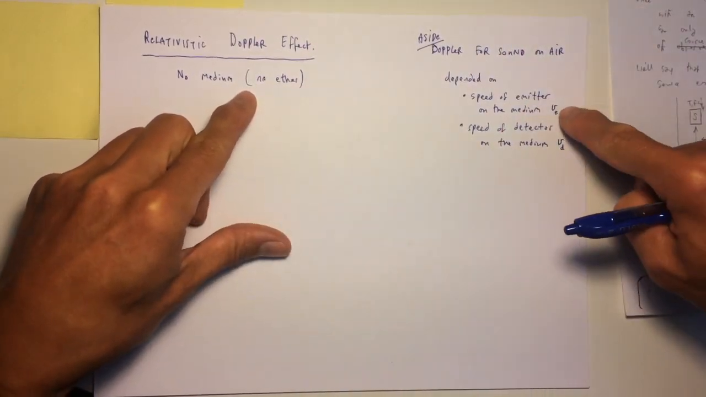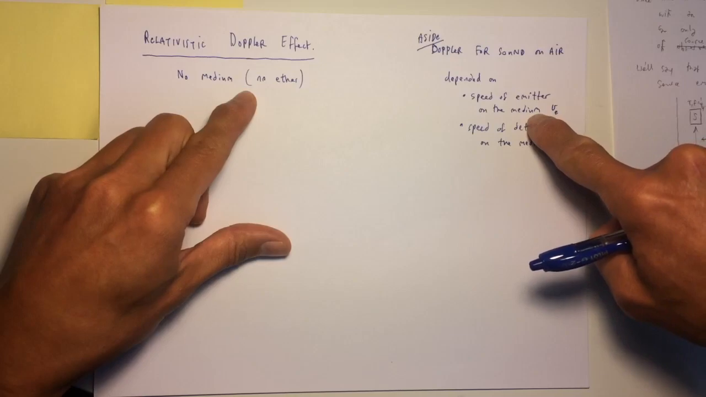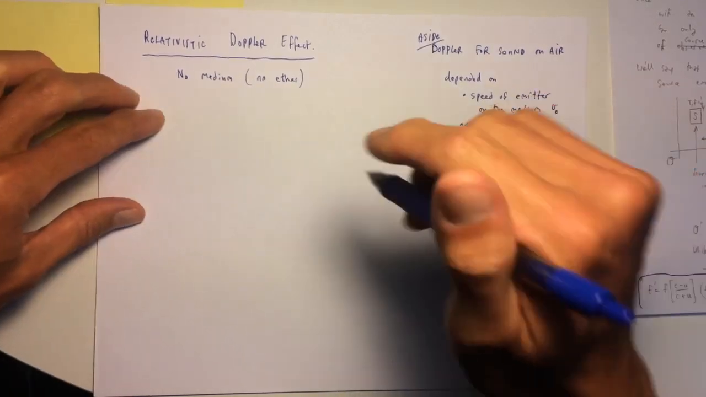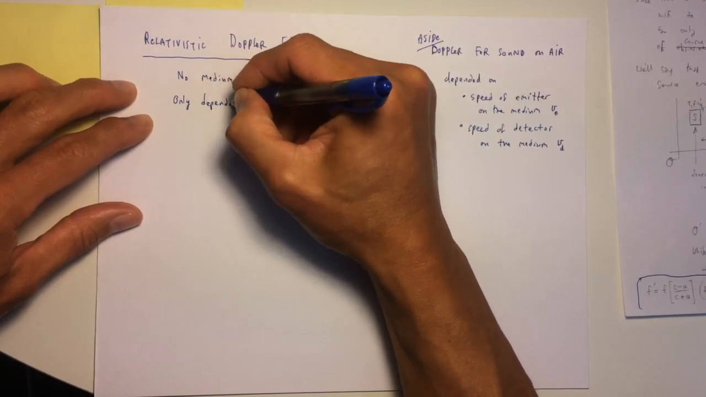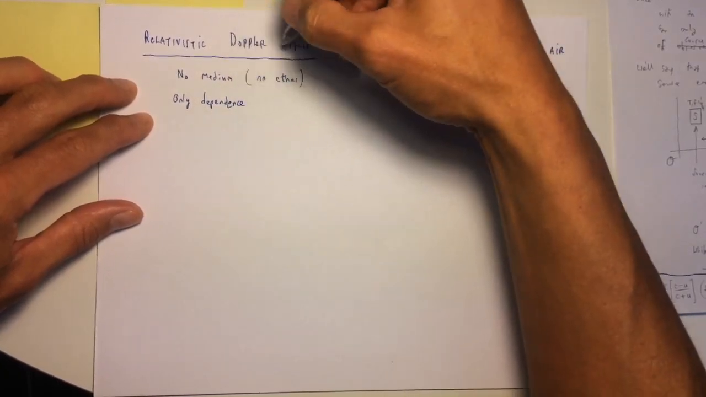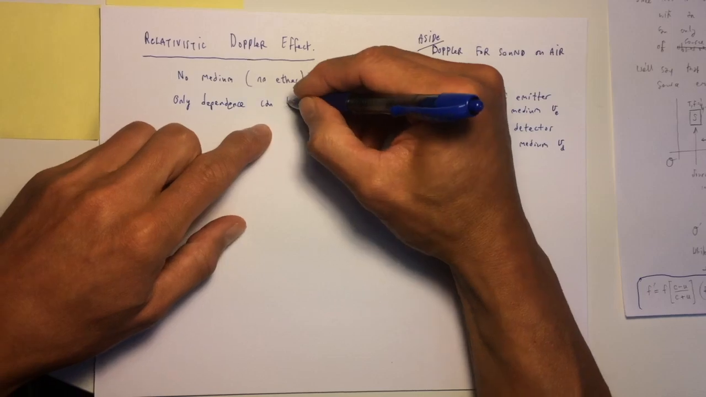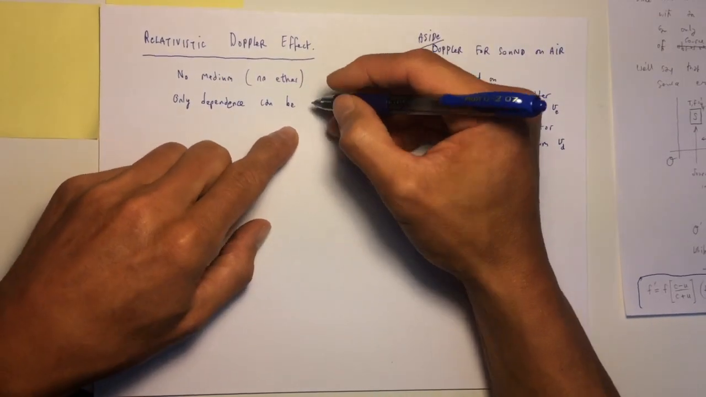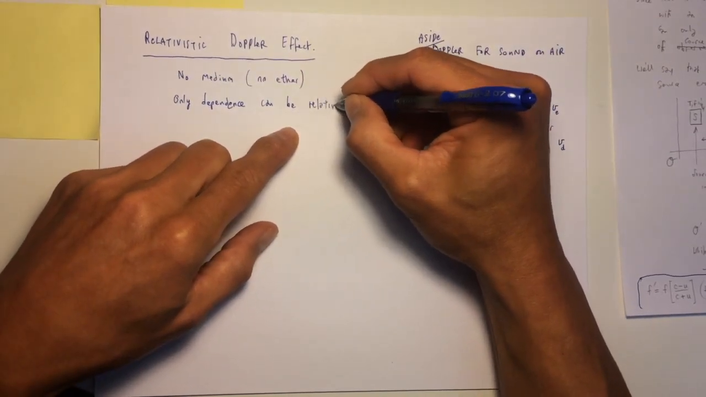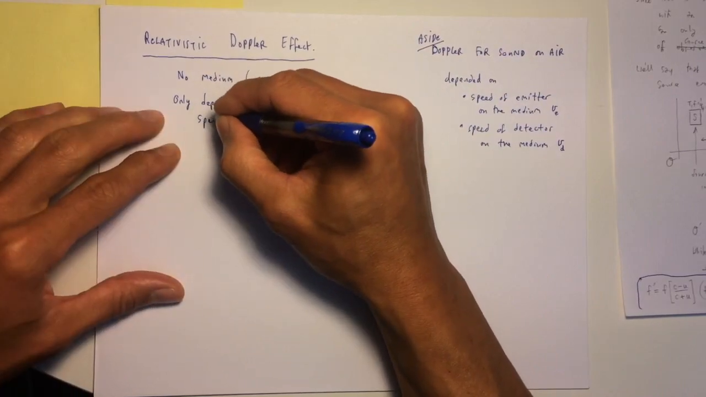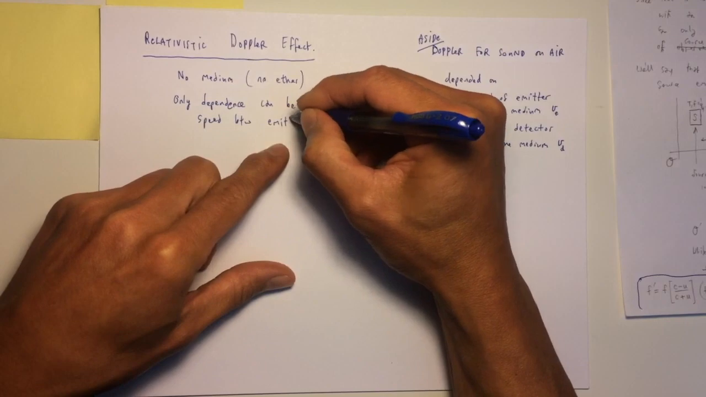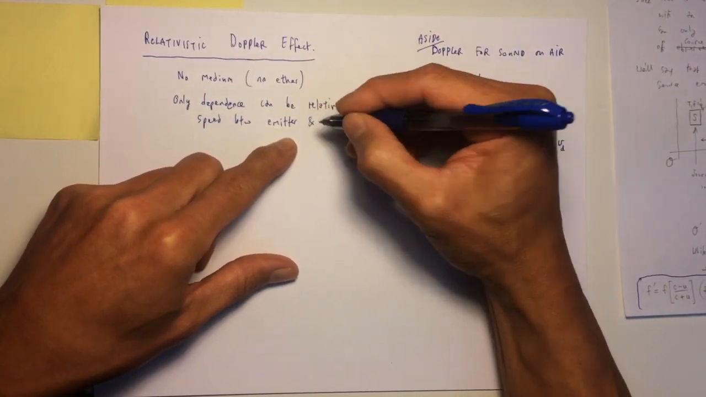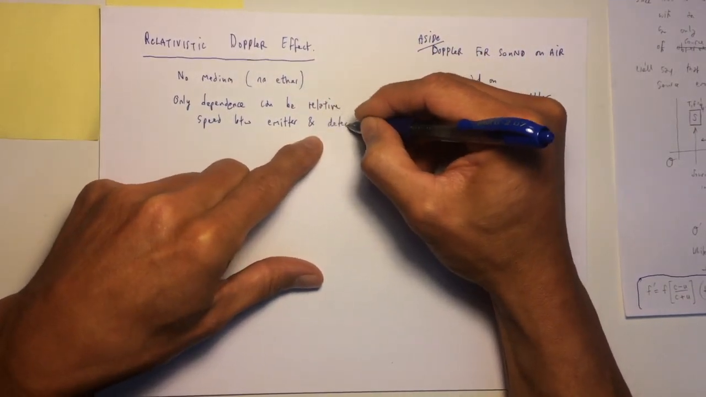So that means there is no sort of preferred reference frame. So the only dependence for the Doppler effect can be the relative speed between the emitter or source of the light and the detector.